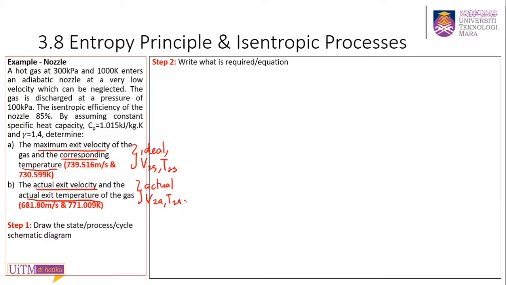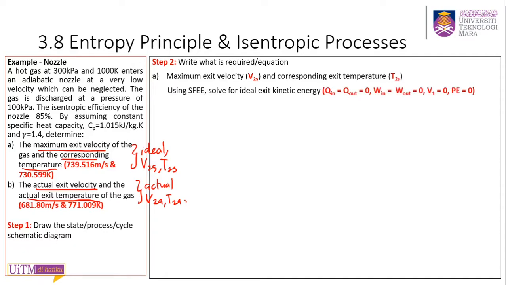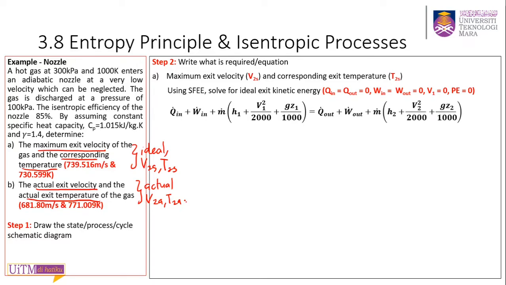For step 1, please try to draw and label the schematic diagram for a nozzle. For step 2, to solve for maximum and also actual exit velocity, we will use the SFEE equation. Please remember to write the conditions from the question. Write the general equation and then cancel the terms based on the conditions. Rewrite what is left and rearrange to find for kinetic energy at the nozzle exit.